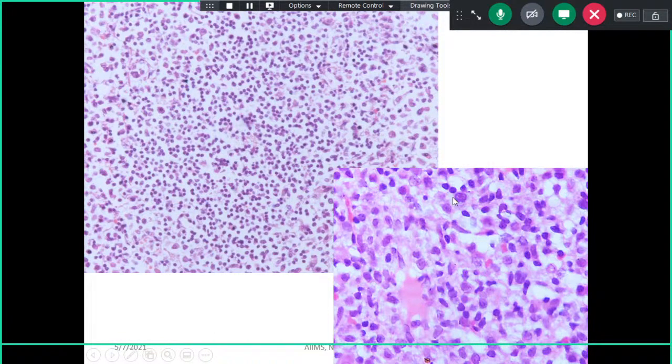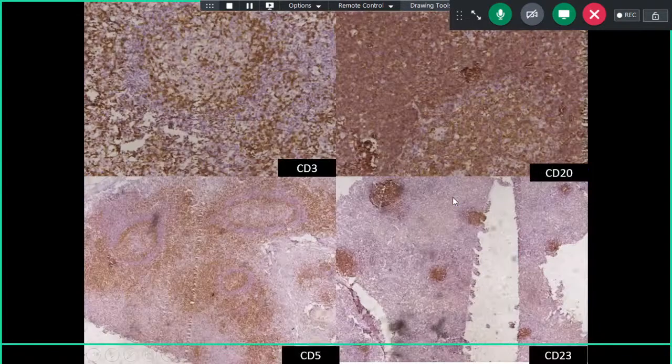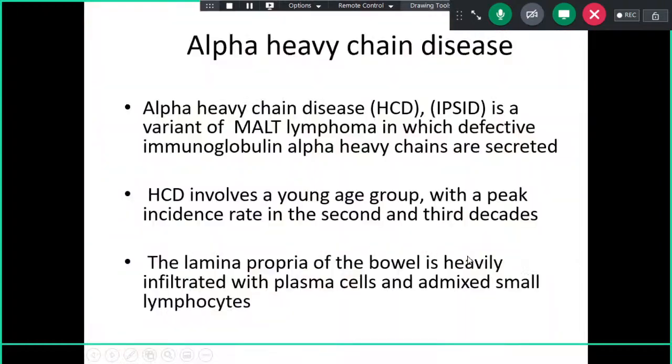They have a little bit of cytoplasm. They are positive for CD20. CD5 negative, but sometimes positive, and CD23 again negative. So these all cover your normal diseases.